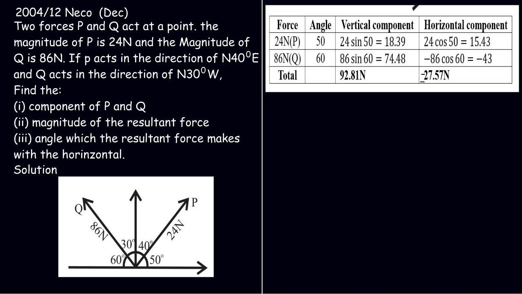And for our 86 Newton force with the angle of 60 to the horizontal, our vertical component will be 86 sin 60, which is equal to 74.48, and our horizontal component will be minus 86 cos 60, which is equal to minus 43, because it's in the negative x direction. Now taking our totals, our vertical total will be 18.39 plus 74.48, which sums up to 92.81, and our horizontal component total will be 15.43 minus 43, which sums up to minus 27.57.